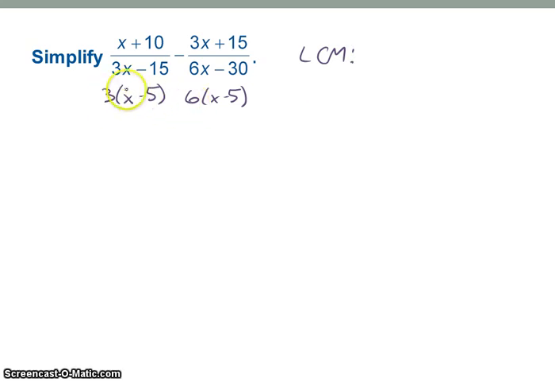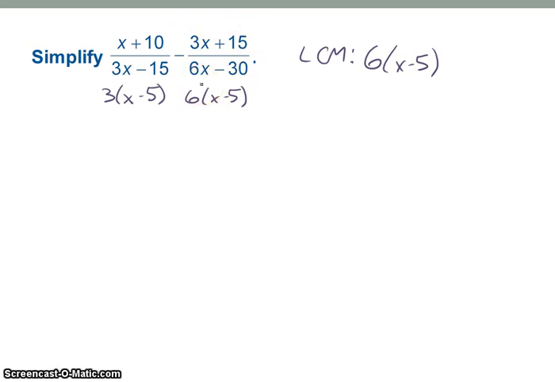For my LCM, the least common multiple between 3 and 6 is 6, since 6 is 3 times 2. And then I have an x minus 5 in both of those, so 6 times x minus 5 will be my LCM. Again, one of them actually is already taken care of by that LCM, so I don't have to do anything to the second expression.